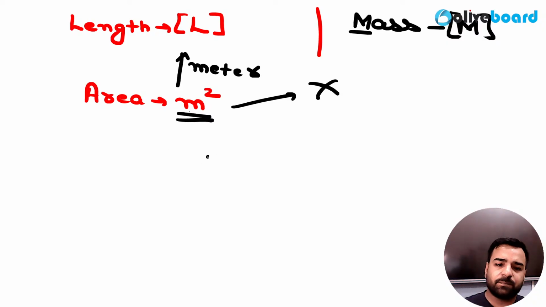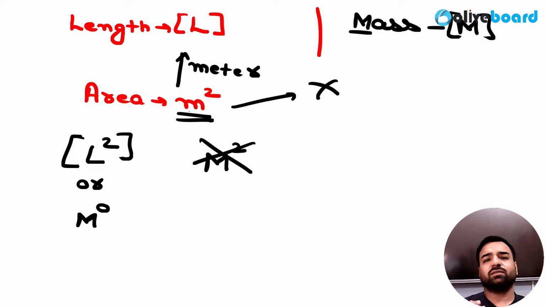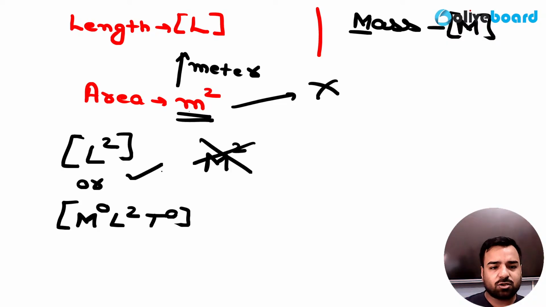So that's why we cannot write it as m2. No, it will be written as L2, or you can write it as M0 L2 T0 because anything with the power 0 will be 1 only. So in the examination you will get either this or this as an option. Please confirm. Is this part clear now, guys? Mr. Aviral, Kotesh, everyone. Great.